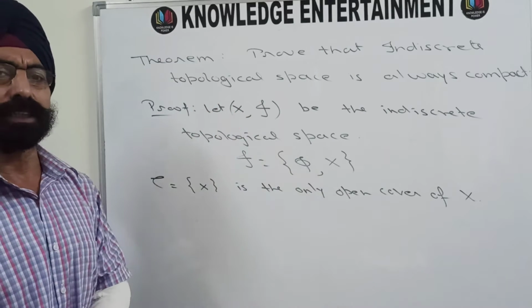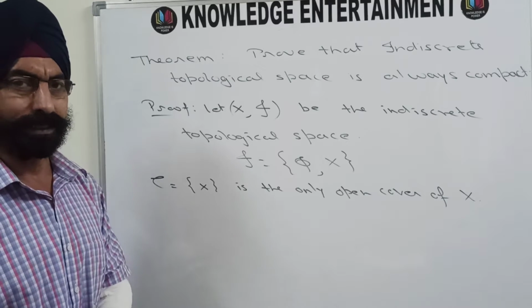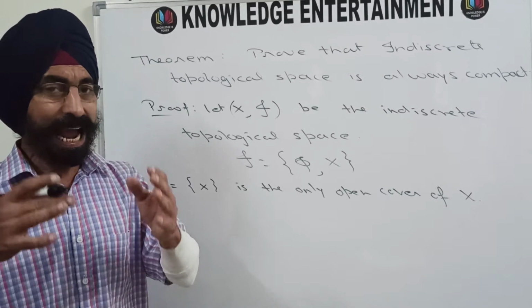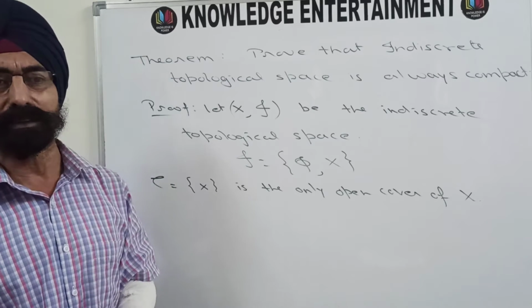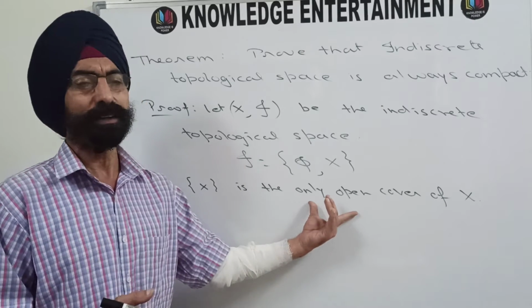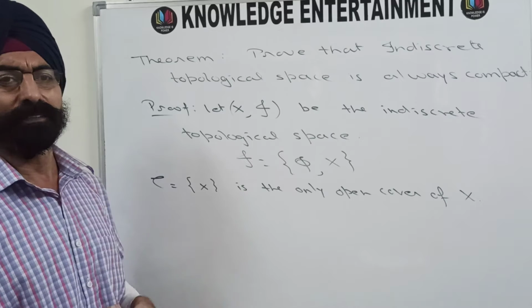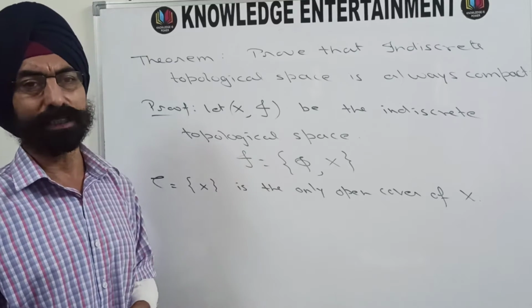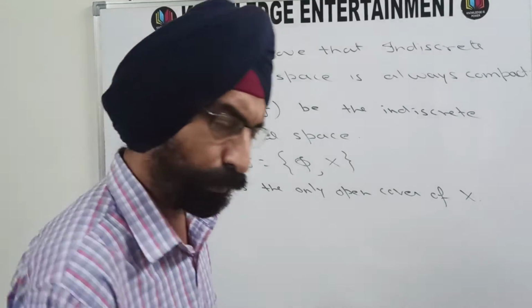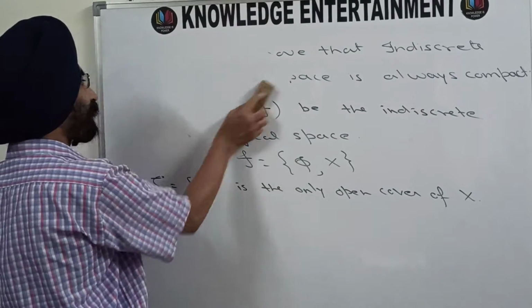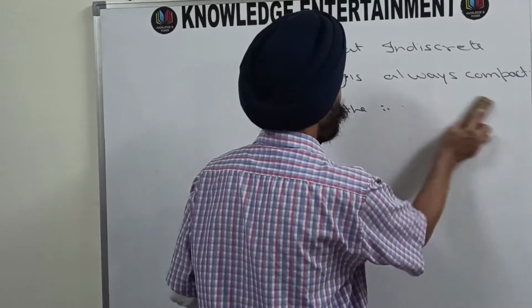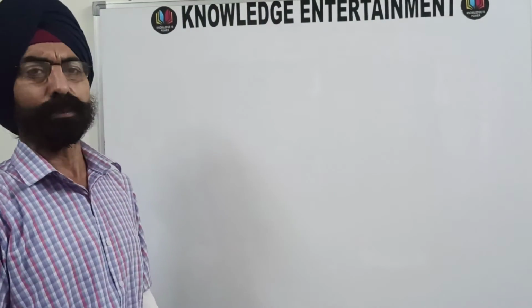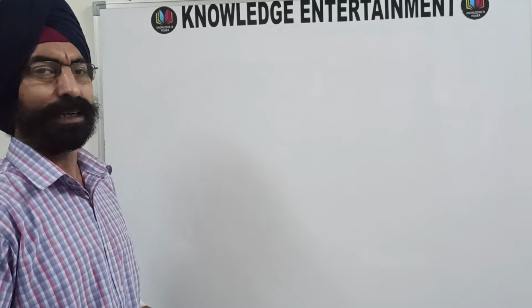So that means the indiscrete topological space is a compact space, because it has only one open cover. The definition of compact space tells that every open cover must have a finite subcover. And here we are having only one open cover, and that also having a finite subcover in the form of the cover itself. So indiscrete topological space is a compact space. So move on to the next very easy result. I have told you earlier that all the results we are going to prove today are very easy and are conceptual, which will make your base clear about the compact spaces.